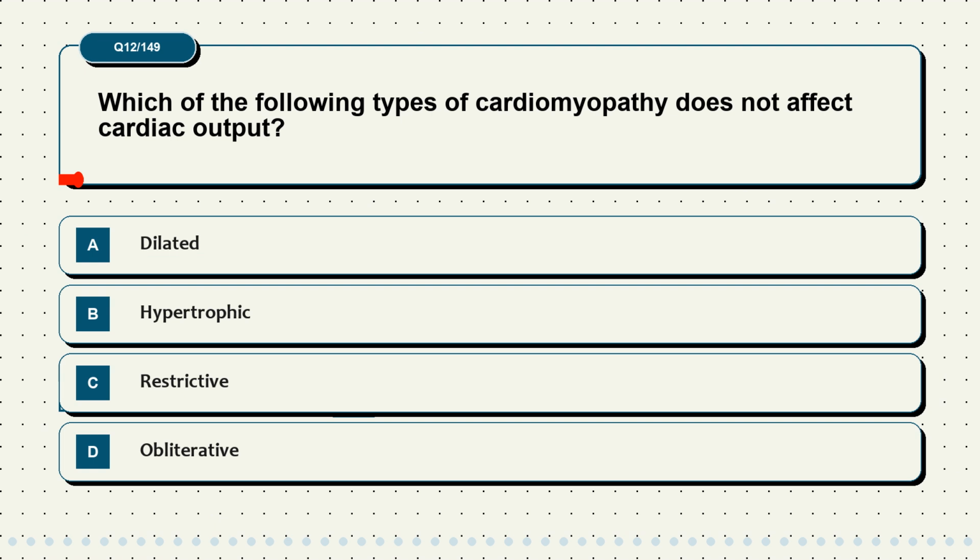Question 12. Which of the following types of cardiomyopathy does not affect cardiac output? Here are the options. Option A, dilated. Option B, hypertrophic. Option C, restrictive. Option D, obliterative.